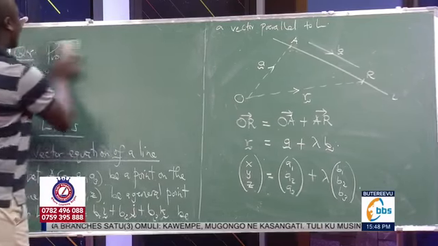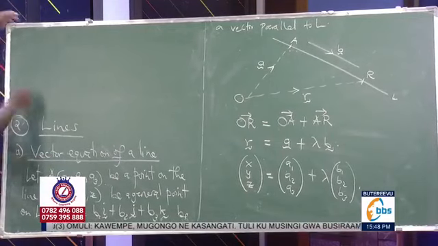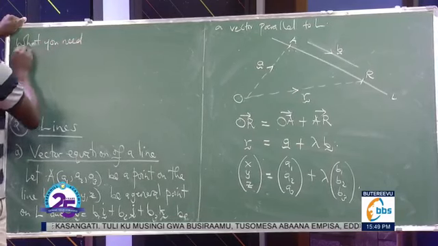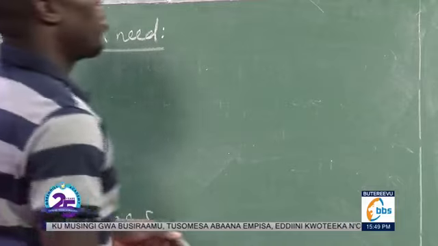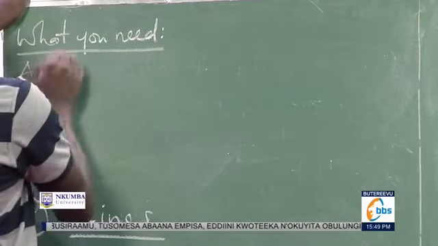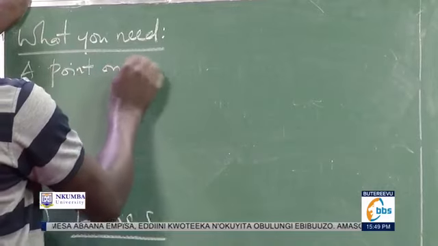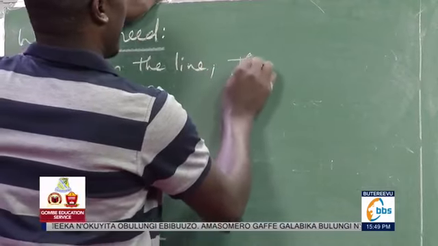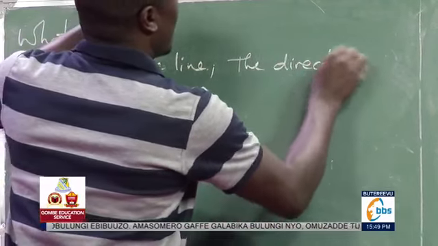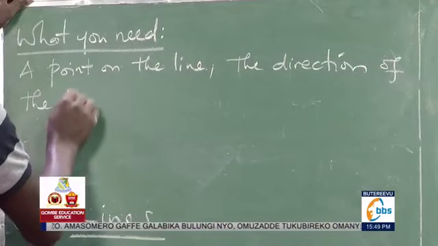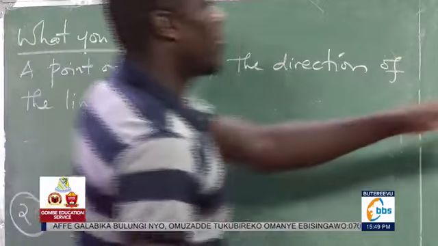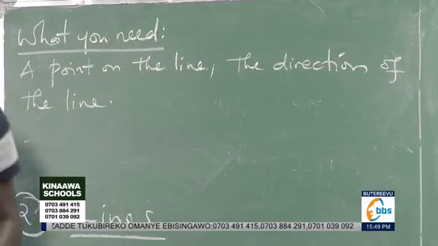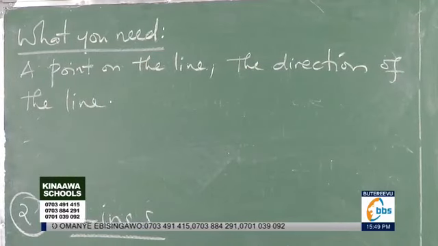So what do you need to find the vector equation of the line? We've already seen what you need. What is the most important thing you need? First of all, you need a point on the line, a given point on the line, and then you also need the direction of the line, or the direction vector. This is what we are calling the direction vector of the line. So if you have that, then you can find the vector equation of the line.